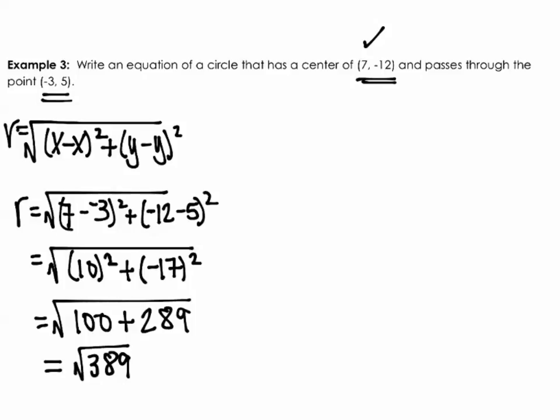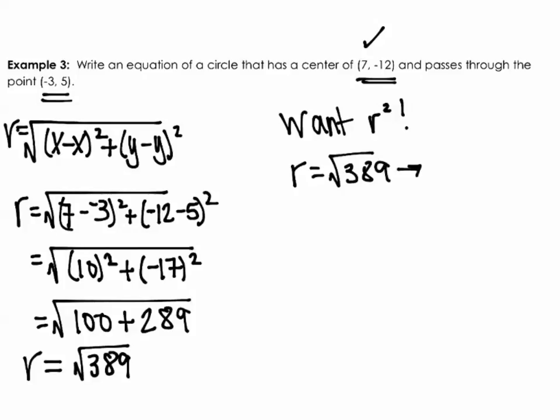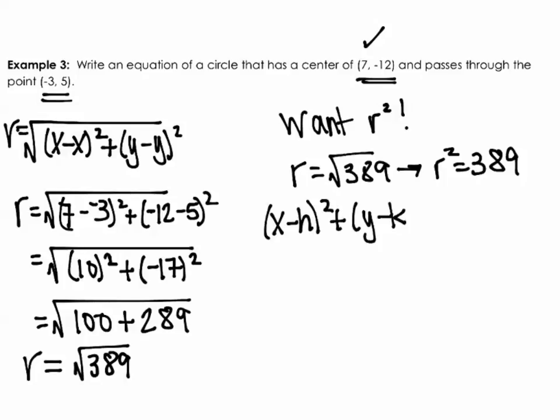Now remember what we just found. We just found the radius. What we really want is r squared. We want r squared. So if r equals the square root of 389, then that means r squared equals regular 389. So now we've got our r, we've got our center. We can go ahead and put it into our circle formula. So remember, (x minus h) squared plus (y minus k) squared equals r squared.